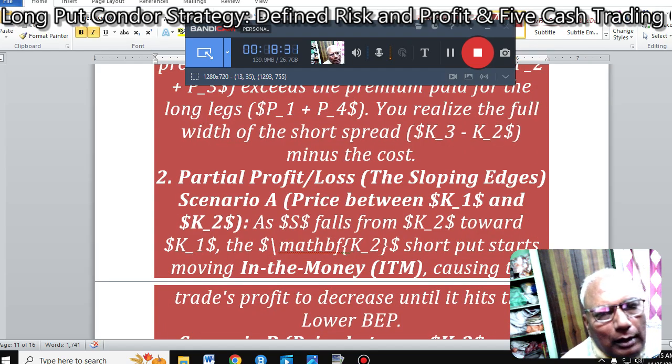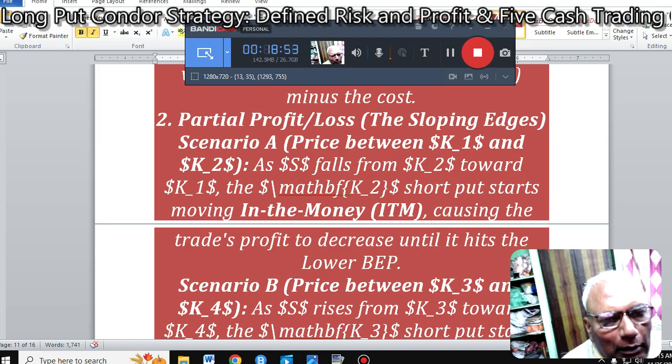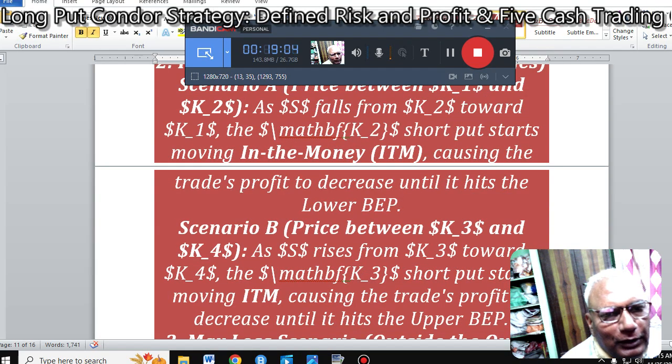Partial profit and loss, the sloping edges. Scenario A: a price between K1 and K2. As the price falls from K2 towards K1, the short put starts moving in the money, ITM, causing the trade profit to decrease until it hits the lowest BEP.